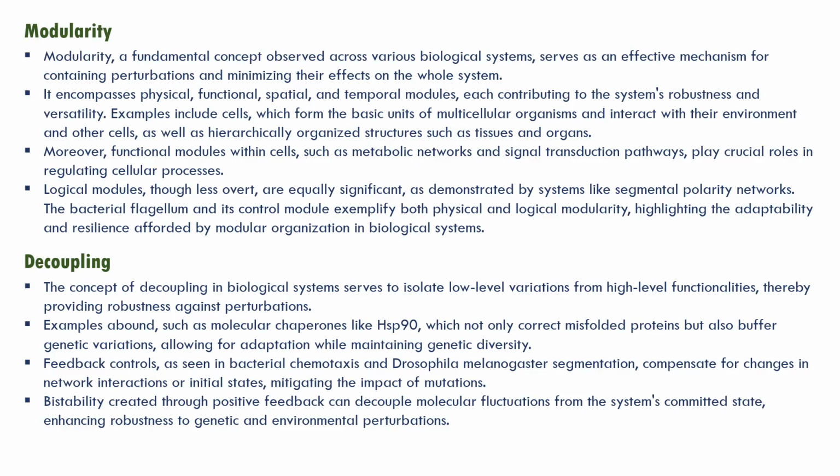Examples include cells that form basic units of multicellular organisms and interact with the environment and other cells as well, and hierarchically organized structures such as tissues and organs. Moreover, functional modules within the cell, such as metabolic networks and signal transduction pathways, play a crucial role in regulating cellular processes. Logical modules, though less overt, are equally significant, as demonstrated by systems like segmental polarity networks. The bacterial flagellum and its control module exemplify both physical and logical modularity, highlighting the adaptability and resilience afforded by modular organization in biological systems.